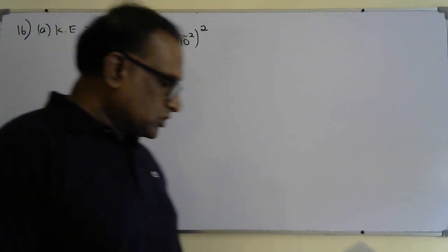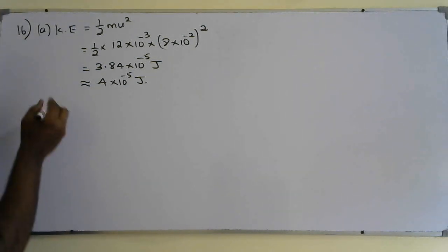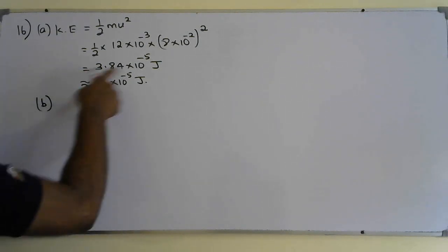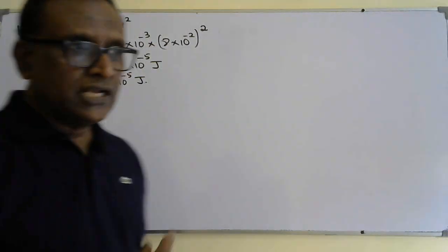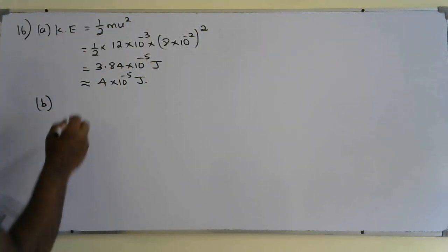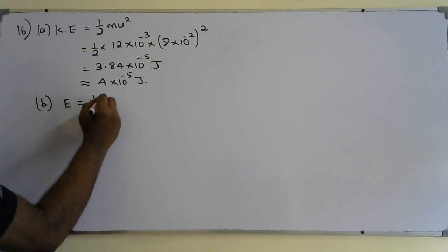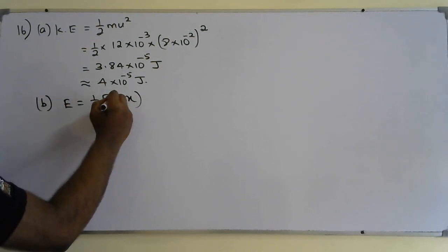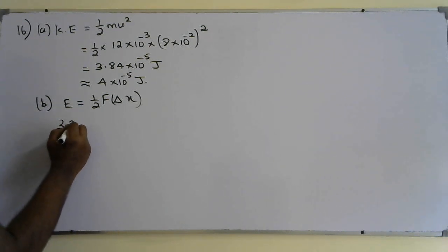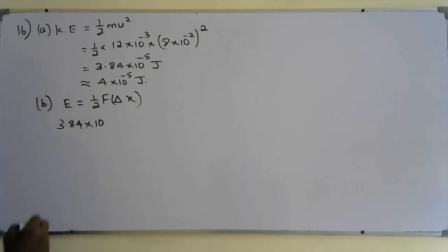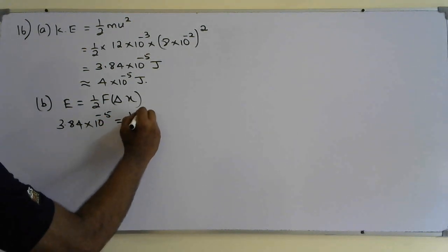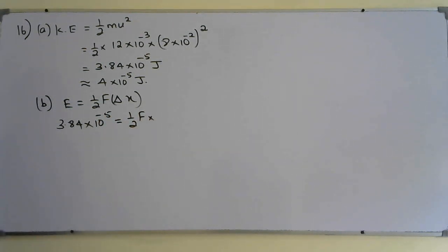B part, determine the force on the ball when the spring is released. So for the force on the ball, we can use the energy. We found it 3.84 × 10^-5. At the moment it is released, what's the force acting on it? So we can say energy E equals half F delta x. We know the energy, 3.84 × 10^-5, equals half F, that's the average force acting on it, times delta x.